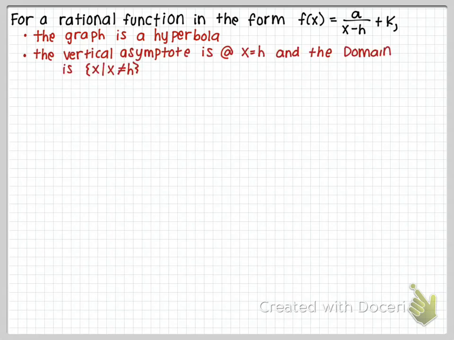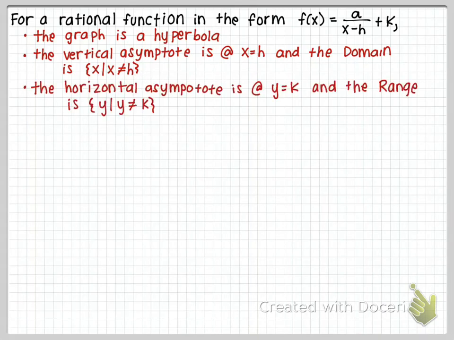The vertical asymptote is at x equals h, and the domain, okay, this is just a fancy way of saying x such that x cannot equal h. That's the domain. The range is y such that y cannot equal k. And there's also a horizontal asymptote at y equals k.